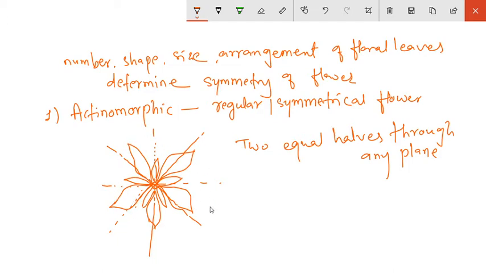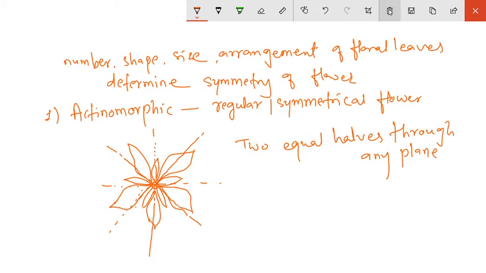All the corolla and calyx are similar in shape and size and regularly arranged, and therefore when we cut this flower through any plane passing through the center, it produces two equal halves. So such flowers are known as the actinomorphic or regular or symmetrical flower.